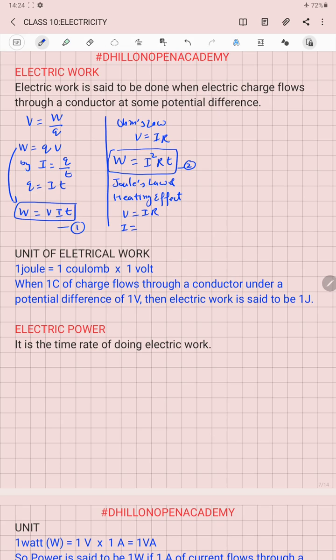Now again, if we use Ohm's law, V is equal to IR, so what will be the value of I? I will be equal to V by R. First we substituted the value of V, now we are substituting the value of I in the first equation. W will be equal to V square over R into t, that is V square t over R. This will be the third equation for the calculation of electric work.